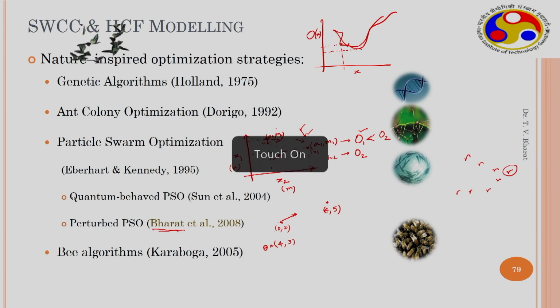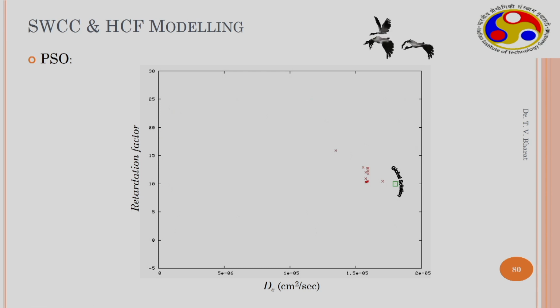So, I will demonstrate this. This is one particular problem, a diffusion problem, where I have two parameters to optimize, the diffusion coefficient and the retardation factor. This is a contaminant flow through saturated soils. Initially I have chosen a number of particles in the search space, and they started searching and moving towards the global solution. This is initially the best solution.